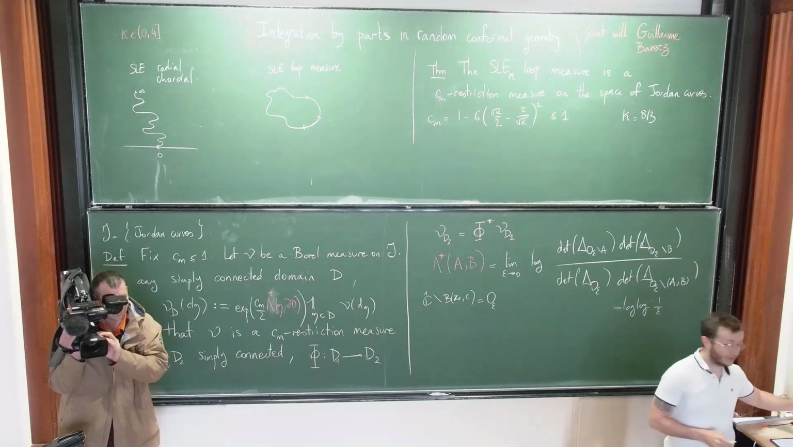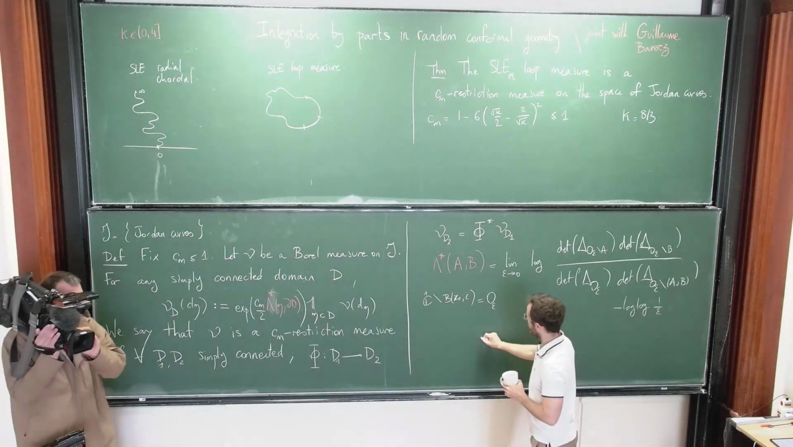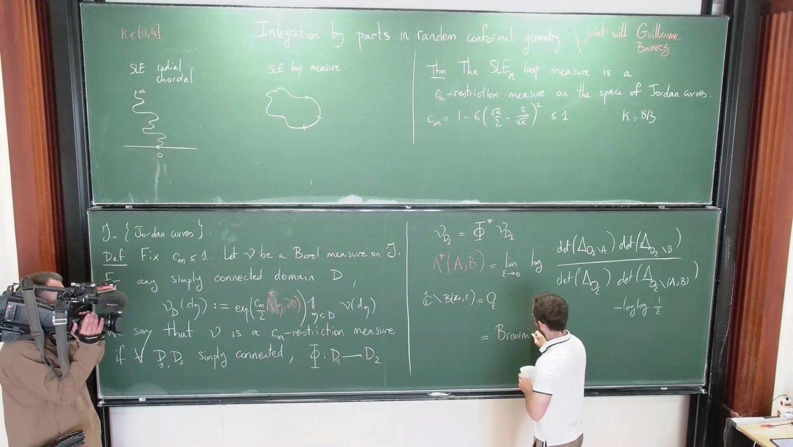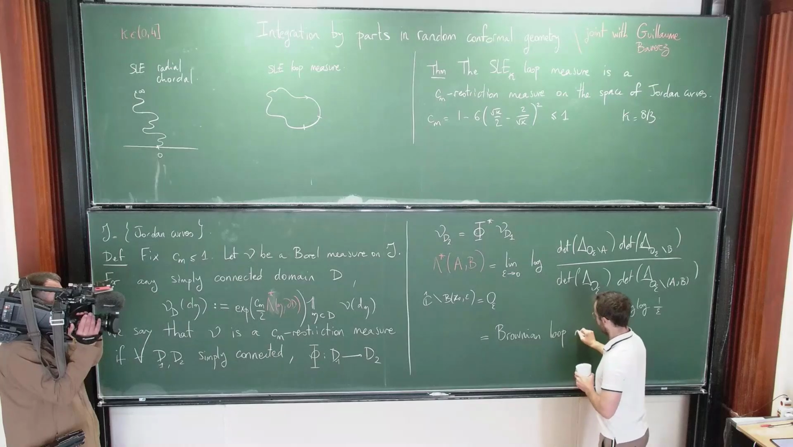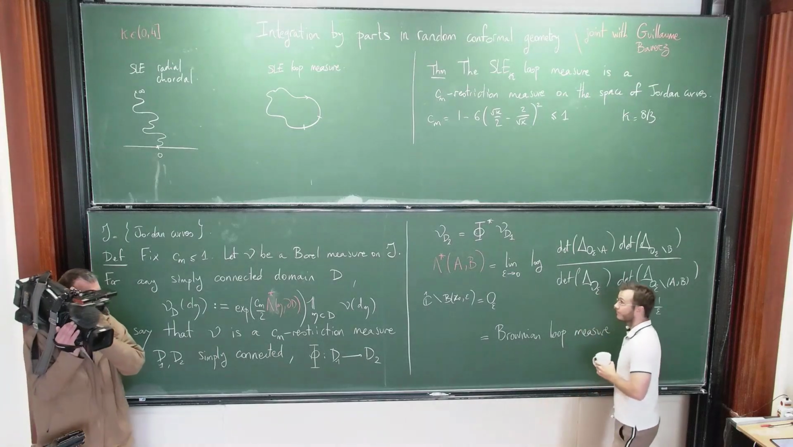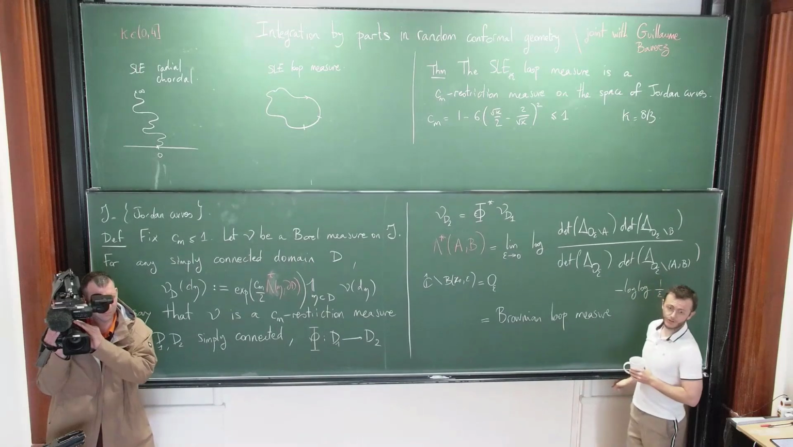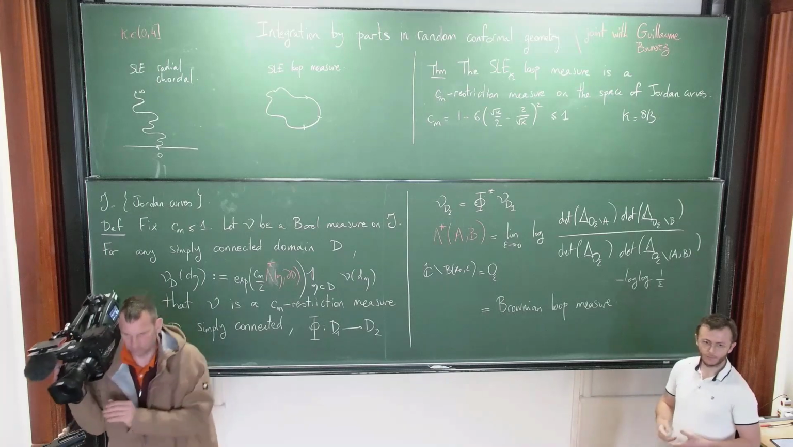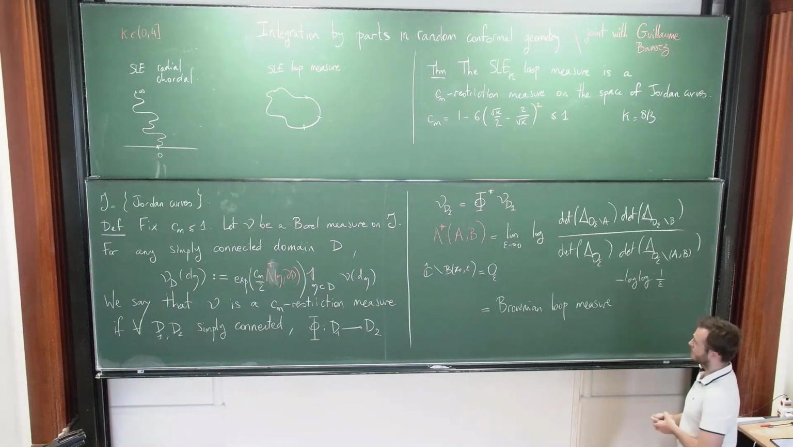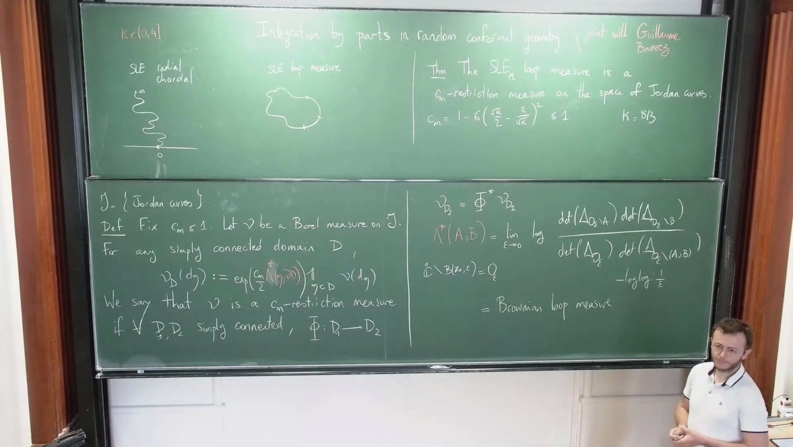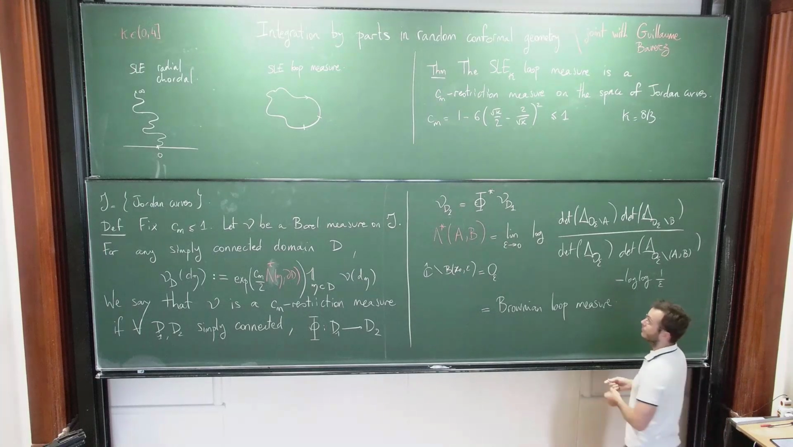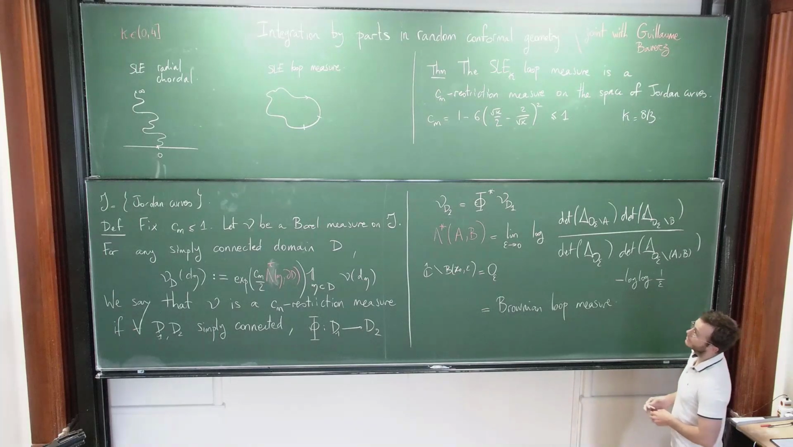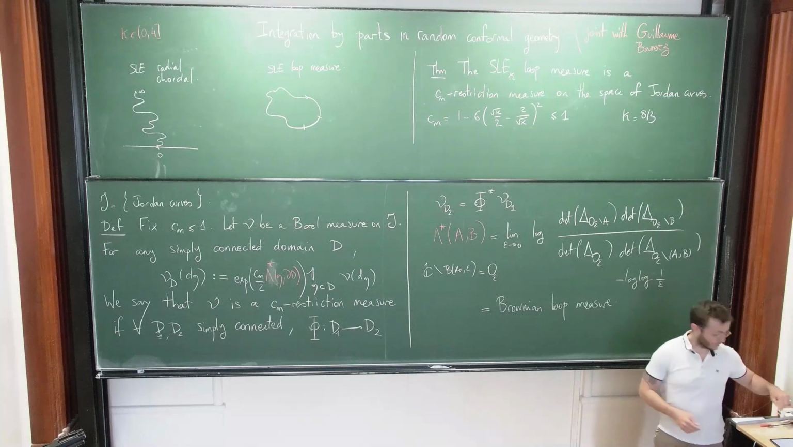You can also express this; there is a nice expression in terms of the Brownian loop measure. Again you take this O epsilon, and in this domain you look at the mass of Brownian loops that intersect both A and B. Again you have a normalization procedure. Right, so that's the definition of restriction measure.